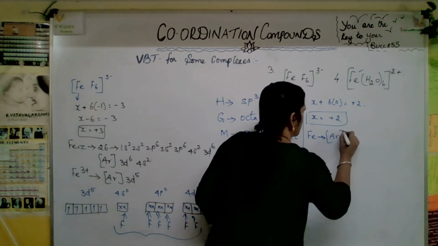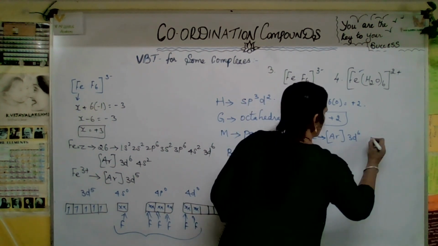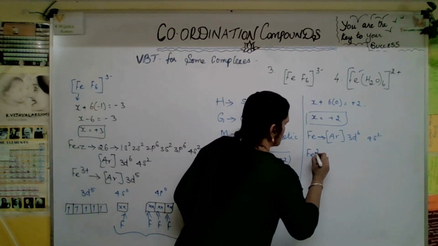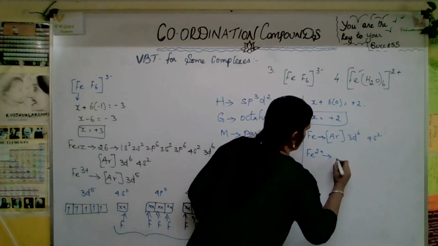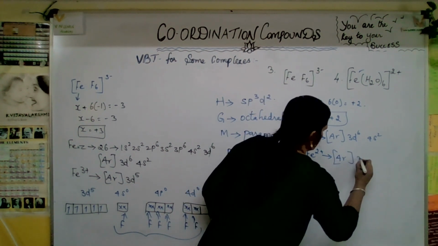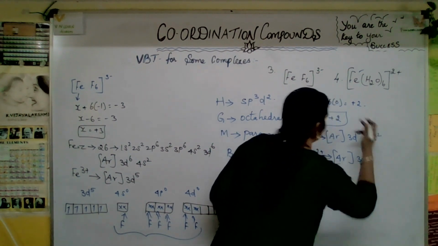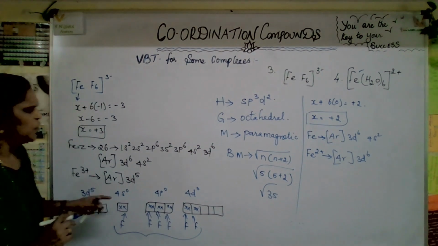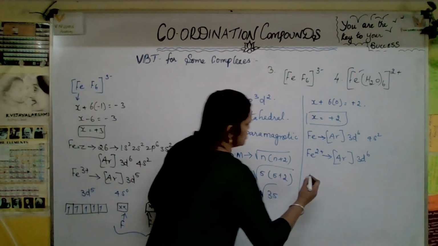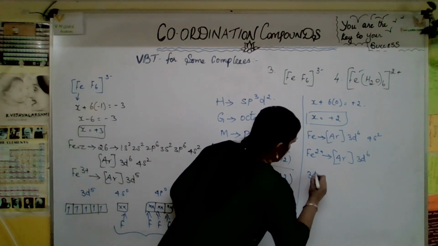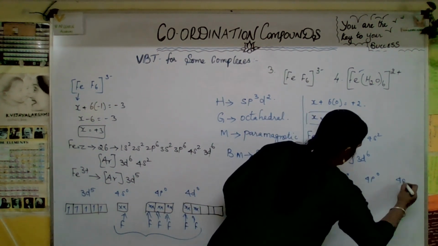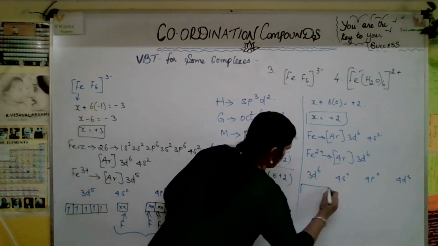So Fe, actually what is it? Ar 3d6 4s2. Now here Fe2 plus, how will you write it? Ar 3d6, because it has lost the 2 electrons from the outermost 4s orbital. Now how to write the electronic configuration? 3d6, 4s0, 4p0, 4d0. Empty orbitals we have to fill now by the ligand.